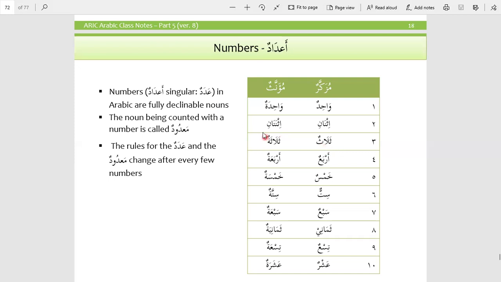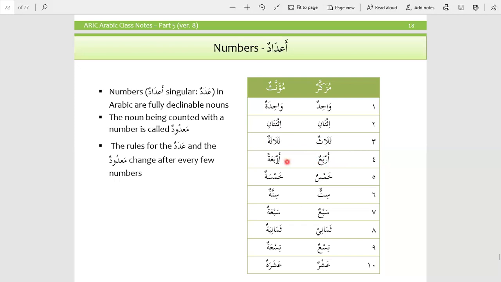Look at the difference. I just want you to take note of the difference here. There is ta marbuta, which makes it feminine, but only here on 2, that's where there's a bit of difference. There's no ta marbuta. It's itnan and itnatan, feminine. This ta is referring to feminine. All right, talatun and talatatun, we've got ta marbuta here.